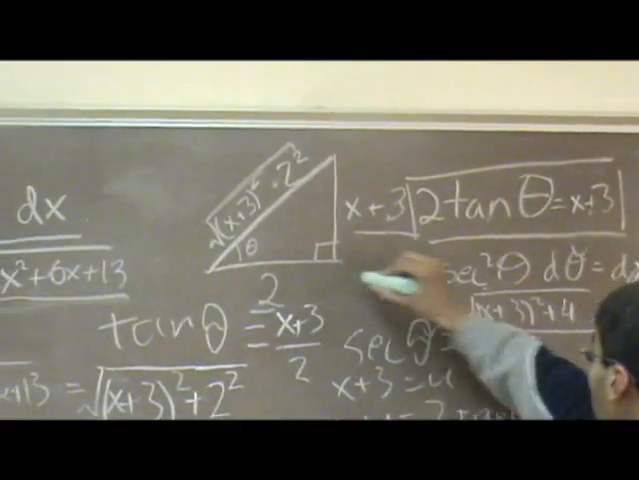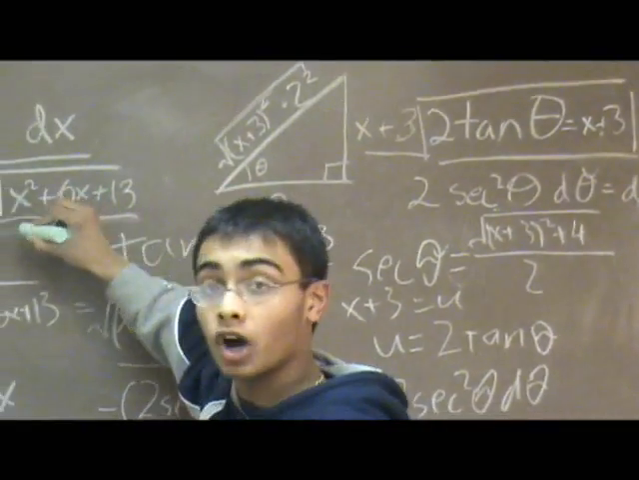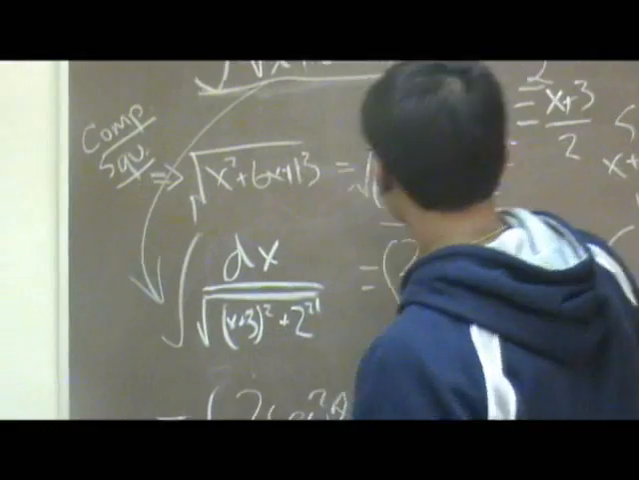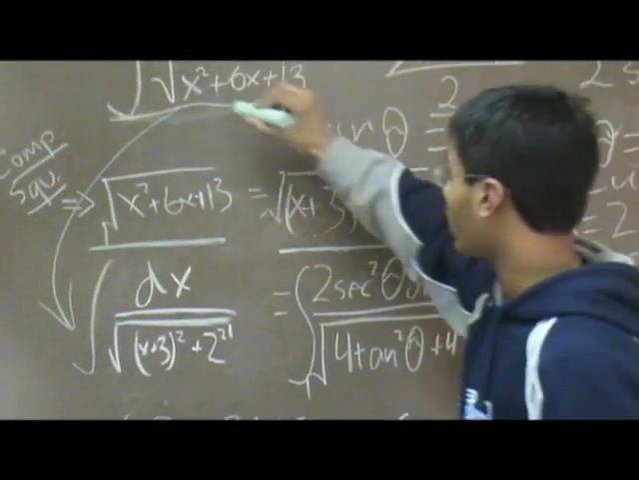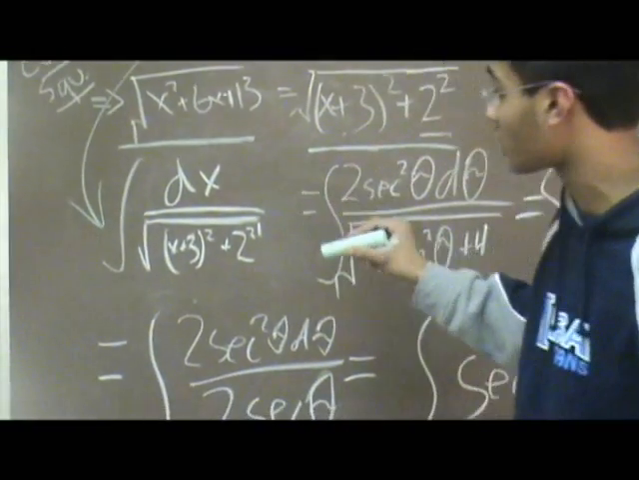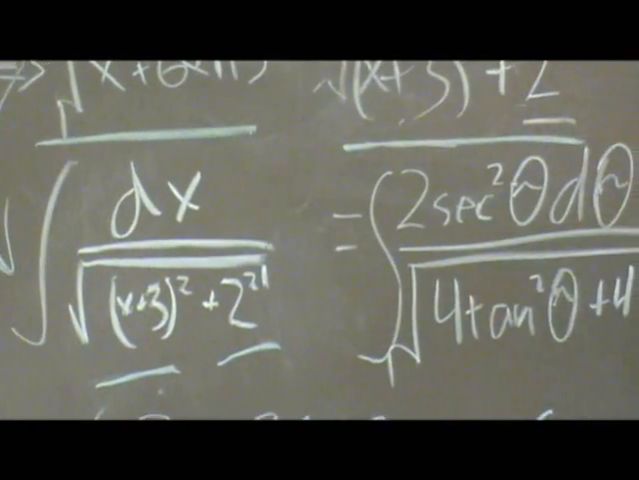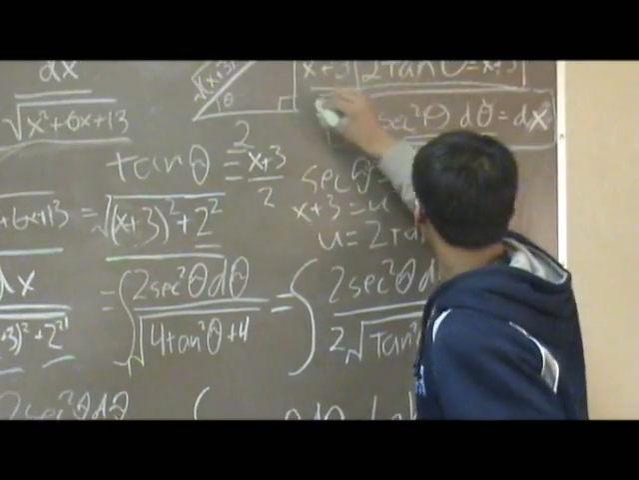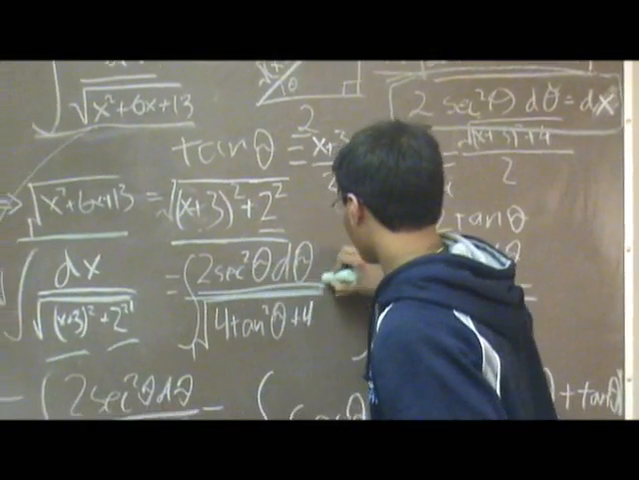Given this triangle and this information, we can rewrite our original integral as the following. Because we've completed the square and we found out that this root is equal to this, we've rewritten our original integral as the integral of 1 over the square root of (x plus 3) squared plus 2 squared dx. Therefore, we know that dx is equal to 2 secant squared theta d theta.